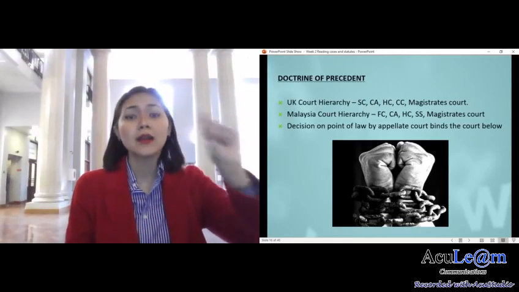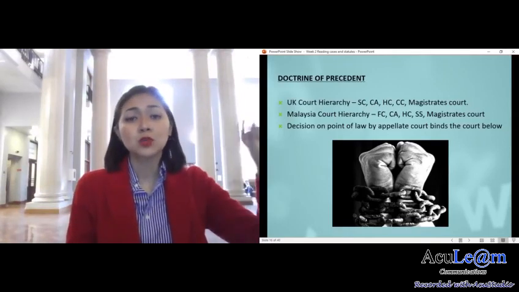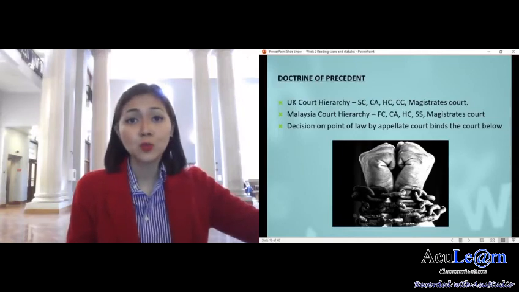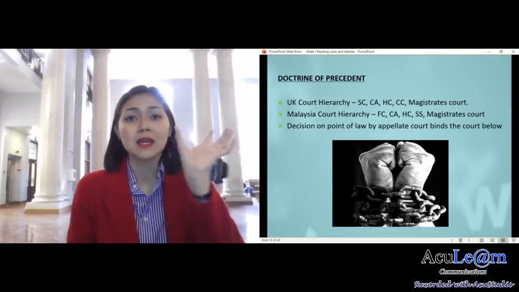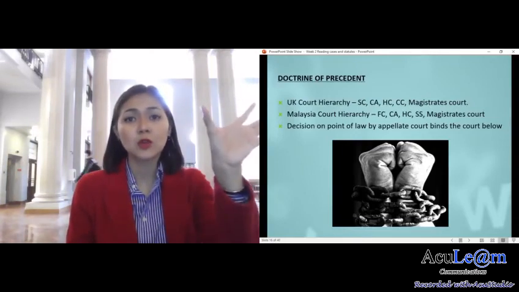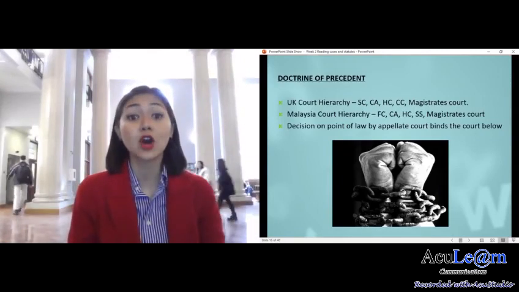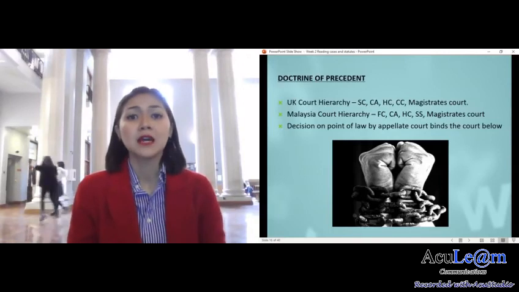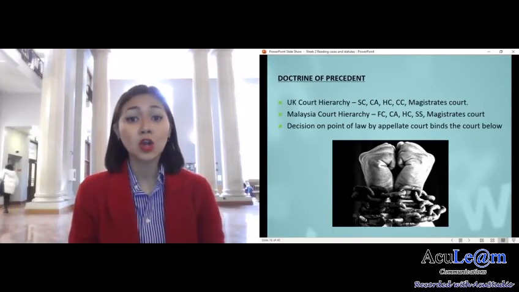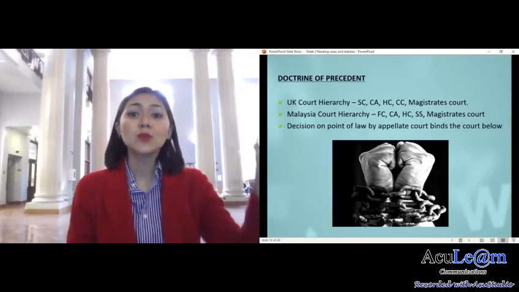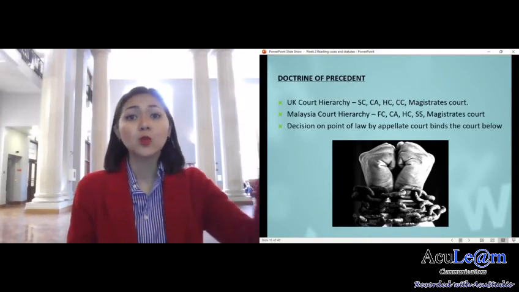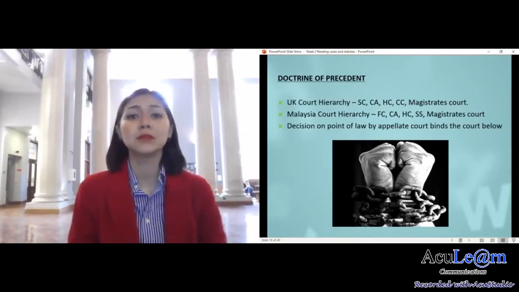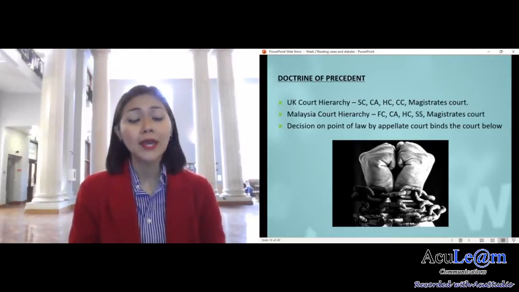So R and R 2020, and this is at a Supreme Court level. That means it contains the highest authority and will be binding on all other courts. The same goes for how judges in Malaysia apply the doctrine of precedent in the Malaysian court hierarchy. The decision on a point of law by the appellate court would bind all the courts below the Supreme Court in the UK, or the Federal Court in Malaysia.